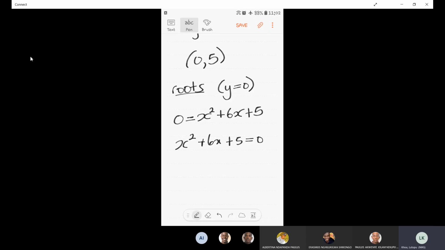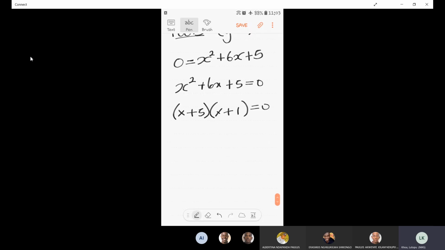So this can be factorized. You look for two numbers that when you multiply them, the answer is 5. When you add them, the answer is 6. Those two numbers are 5 and 1. So you open your brackets, you put your x, you put your 5, you put your 1. Okay, so now the two brackets are multiplying and the answer is 0. It means the first one, x plus 5, is equal to 0. Or the second one, x plus 1 is equal to 0. This means that x is equal to minus 5 or x is equal to minus 1.